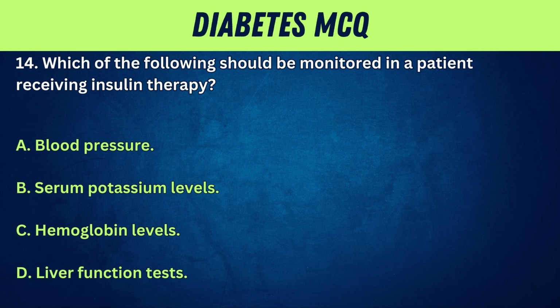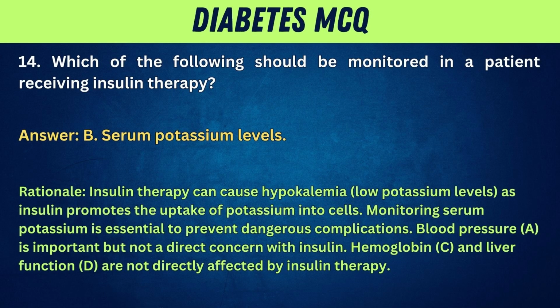14. Which of the following should be monitored in a patient receiving insulin therapy? A. Blood pressure. B. Serum potassium levels. C. Hemoglobin levels. D. Liver function tests. Answer: B. Serum potassium levels.